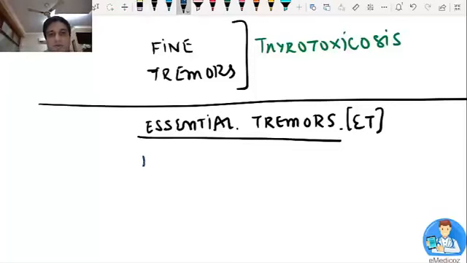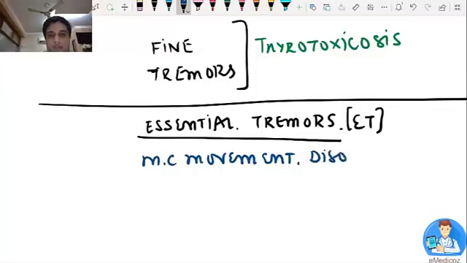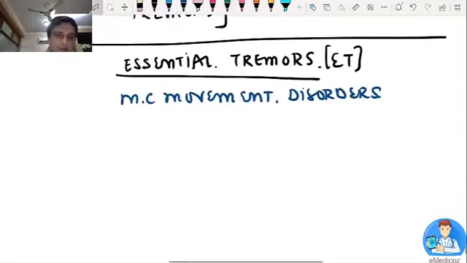Now remember this, it's the most common movement disorder. So when I look at all the movement disorders that I've got with me, out of all the movement disorders, essential tremor happens to be the most common movement disorder. Now, few essential points on this.